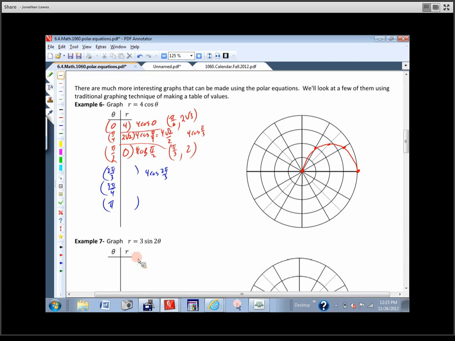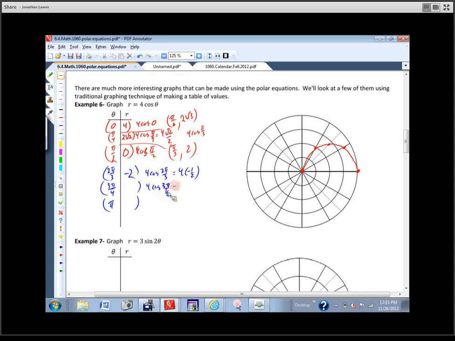So this is going to be 4 times the cosine of 2 pi thirds. Cosine of 2 pi thirds? Negative 1/2. So this is going to be 4 times negative 1/2, which is negative 2. Okay, let's do the next one.